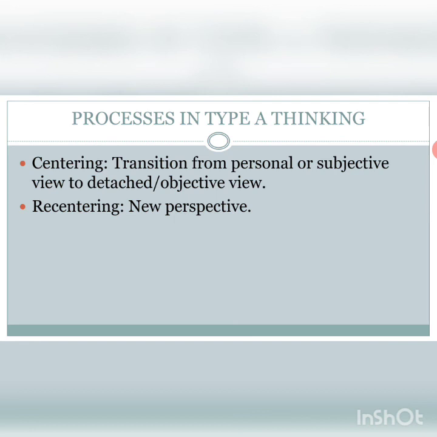Now, what are the processes in type A thinking? In type A thinking, we have centering, which is the transition from a personal or subjective view to a detached or objective view. And then we have recentering, which is actually having a new perspective altogether.